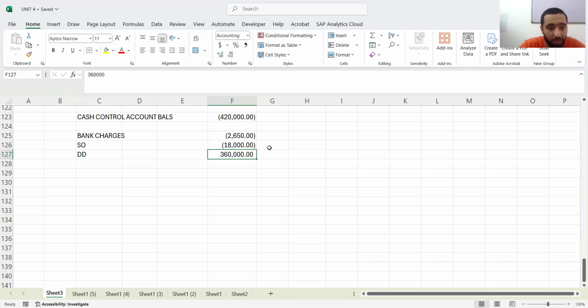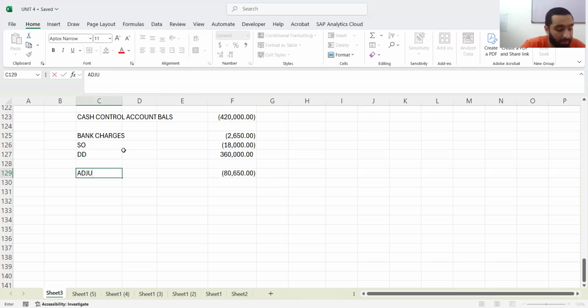And then unrealized, unpresented, and erroneously credited by the bank: you don't do this. Why? These are bank errors. This comes under bank reconciliation and not in the adjusted cash control account. So this is the amended cash control account. Very simple.